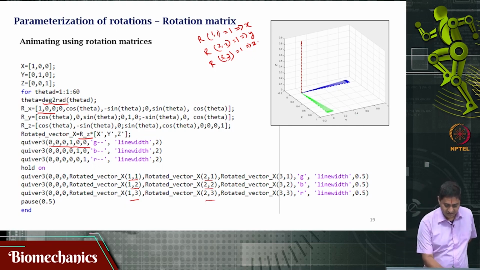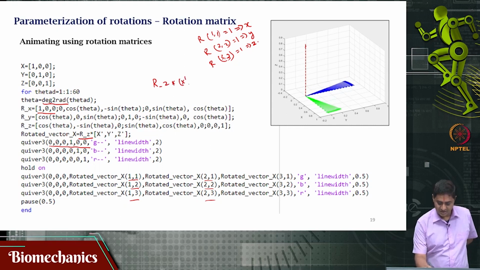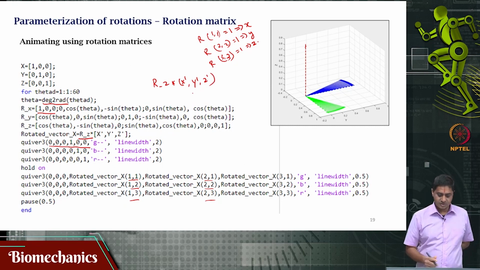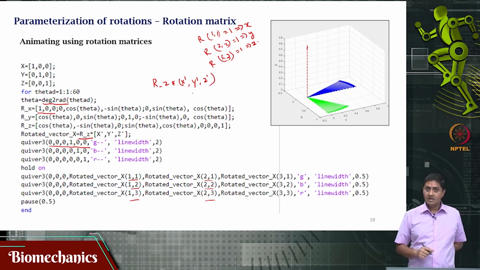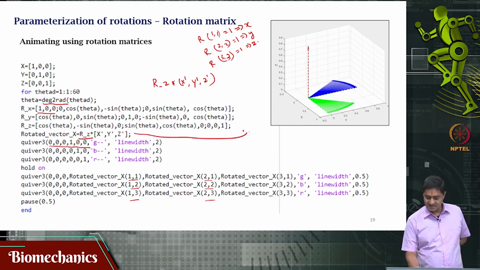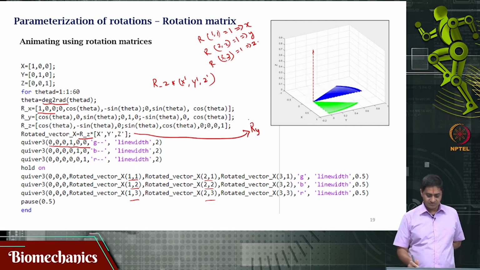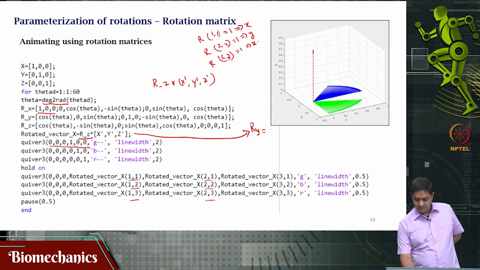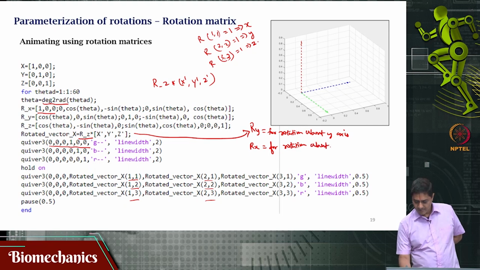But what is this rotated vector? That rotated vector is Rz times x dash, y dash, z dash, is it not? So here the rotation is happening about the z axis. Suppose I want to make this rotation about the y axis, then I will change this line to Ry times this, and automatically the rotation will happen about the y axis. Ry is for rotation about the y axis, and Rx for rotation about the x axis.